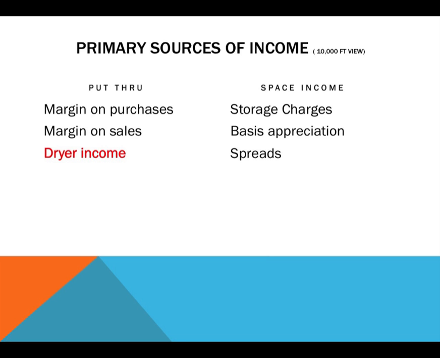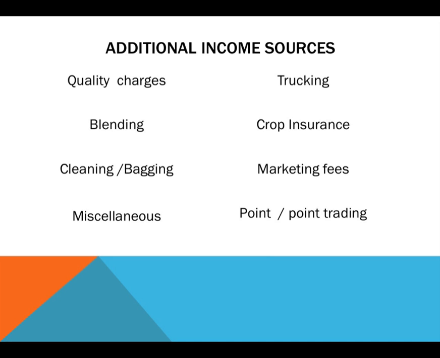Space income would be things that you get from your customers relative to storage and space, basis appreciation, spreads. Other income sources in the business: quality charges, okay, blending, bagging and cleaning, miscellaneous, crop insurance, marketing fees. Big thing that's been going on the last 10, 15 years seems to be point trading, where the grain never really hits your facility. Your merchandiser buys it from point A and they deliver it to point C, and you're in the middle and you never see it at all.